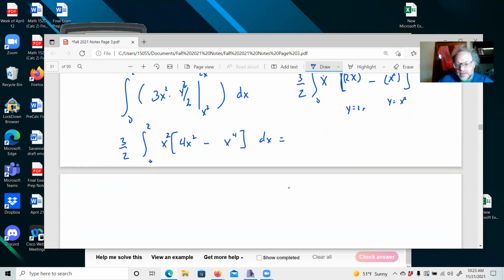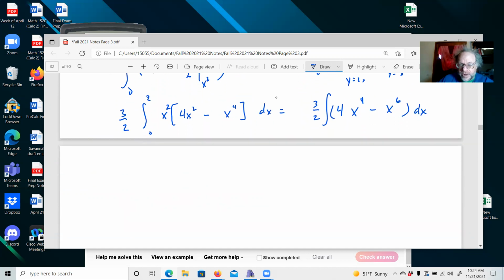Let's go ahead and deal with this. We don't want to do integration by parts if we can help it. This is x, this is 4x, so multiplying these two gives 4x to the 4th, minus x squared times that to the 4th, which is x to the 6th. All right, there we are. Now, integrate from 0 to 2.